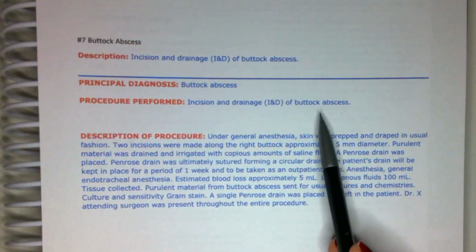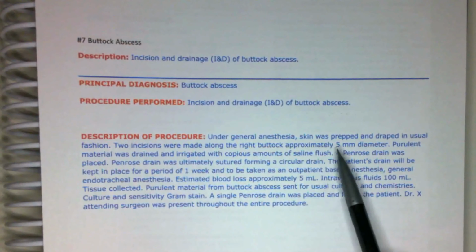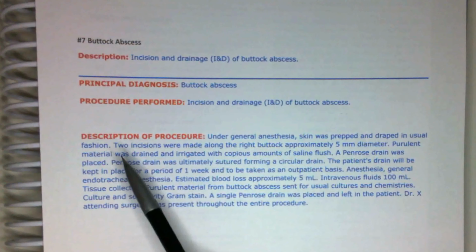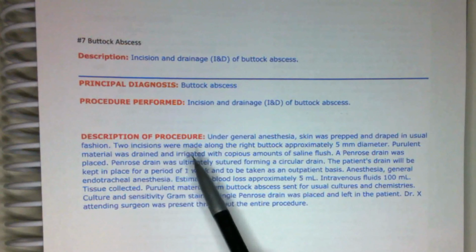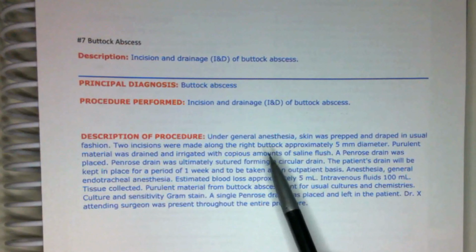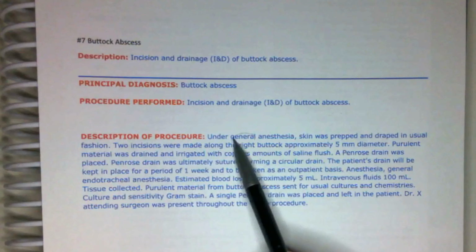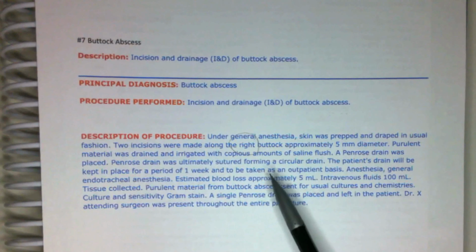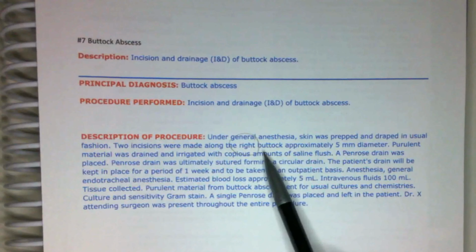Description of the procedure: under general anesthesia, skin was prepped and draped in usual fashion. 2 incisions were made along the right buttock. Okay, so this is a right buttock. So that tells us it was on one side. This wasn't in the middle at the crease where it might have been a pilonidal cyst. So this is definitely just an abscess.